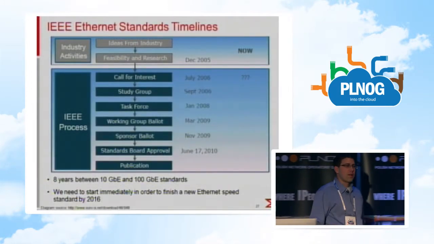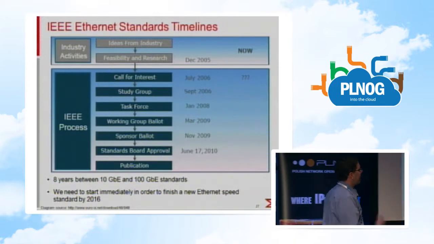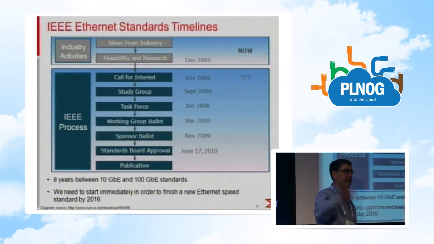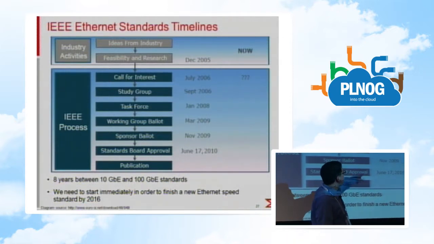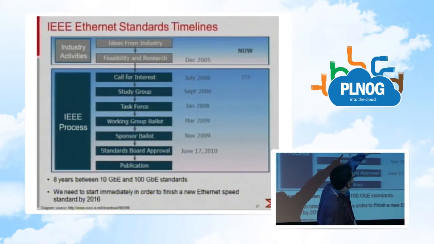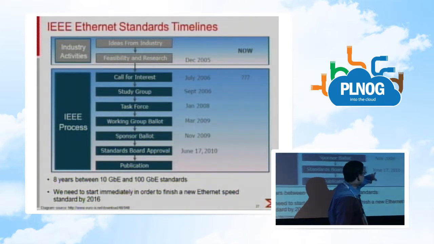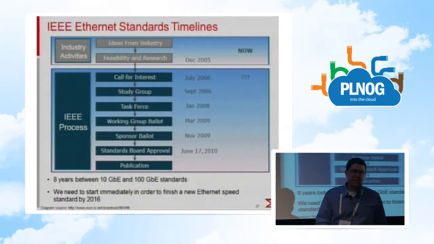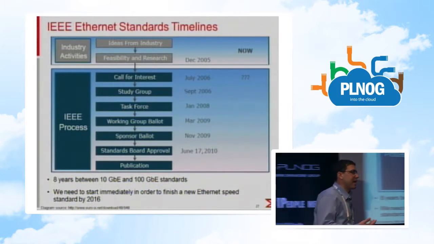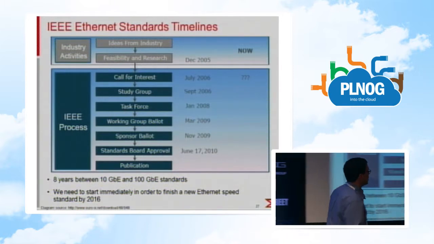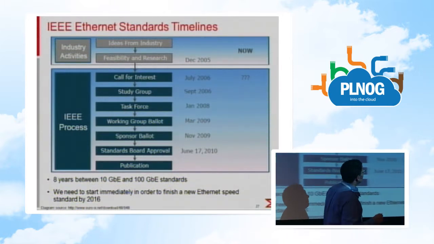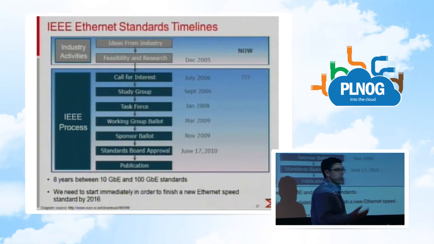The important thing is how long it takes to get through the standards body. In my opinion, this is the most important aspect of that growth curve. If you look at how long it took 100 gigabit Ethernet, we started that in December of 2005. We finished in June 2010. And as I said, we're going to need by 2016 something faster than 100 gigabit Ethernet in the terabit Ethernet speed range. So if that's the case, we need to start that planning now.